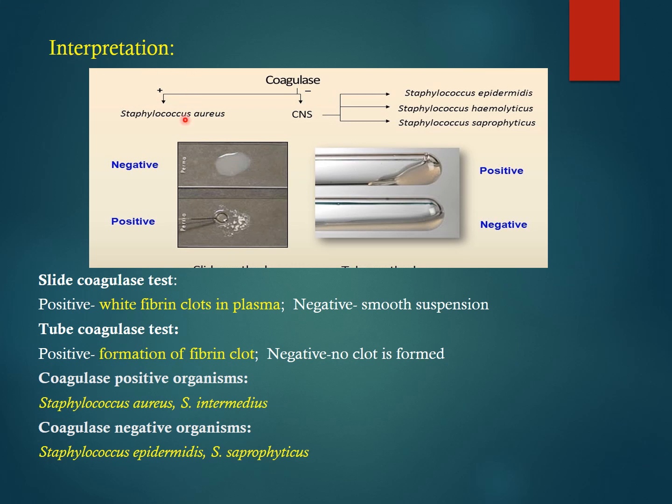Interpretation and results. In slide coagulase test, white fibrin clots are observed. As you see in this picture, it shows the positive result. Smooth suspension indicates negative result. In tube coagulase test, formation of fibrin clots indicates positive result and no clot formation indicates negative result. Coagulase positive organisms are Staph aureus and Staph intermedius, and coagulase negative organisms are Staphylococcus epidermidis and Staphylococcus saprophyticus.